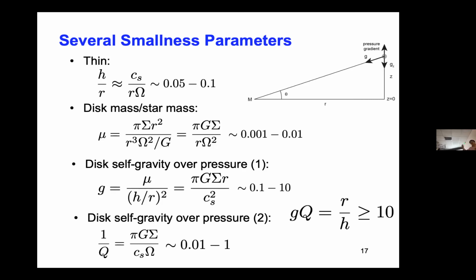There's another way of quantifying this, the famous Toomre Q parameter. I wrote it in the same fashion. It's 1 over Q. Usually Q is bigger than 1. It's 10 or 50.